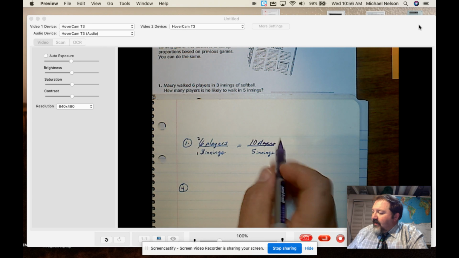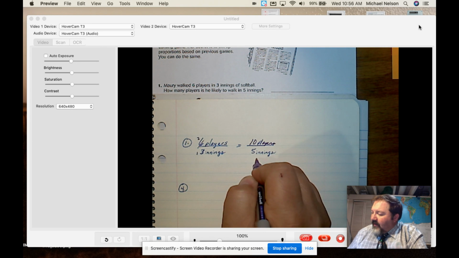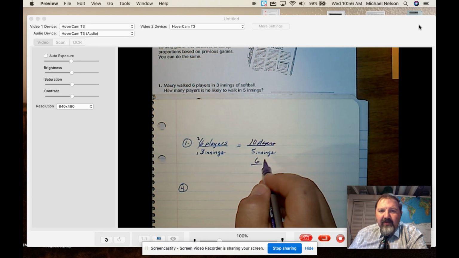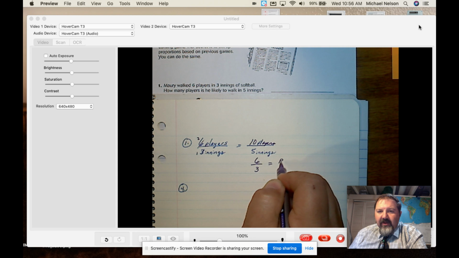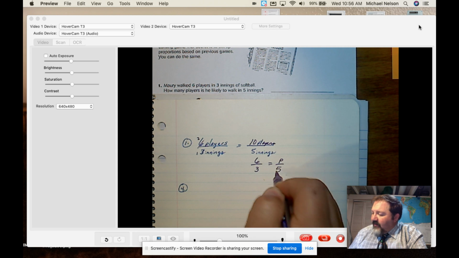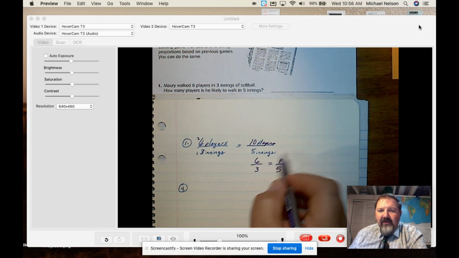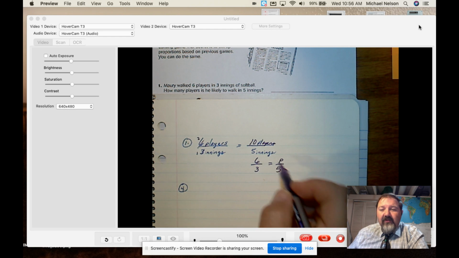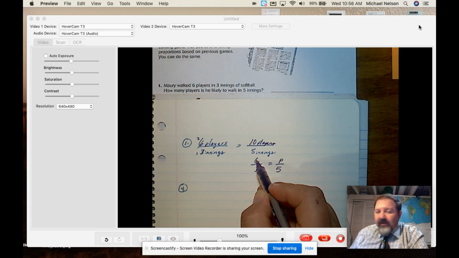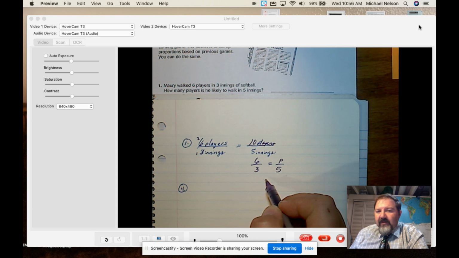All right. Another way to do that, and this is probably the way that you will rely on most in your math career from now on, is if you don't know your variable up here and you've got these numbers set up like this, you can do a thing called cross multiplying. Now, it's not cross canceling, it's cross multiplying. So you're going to go 6 times 5, and you're going to have 30. And then you're going to have 3 times p.